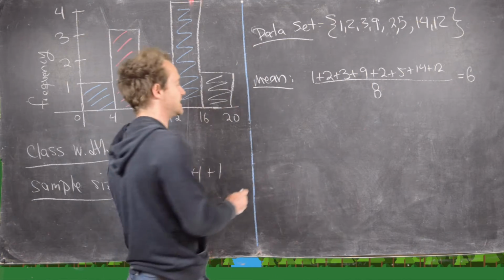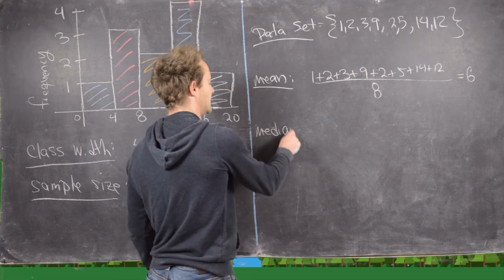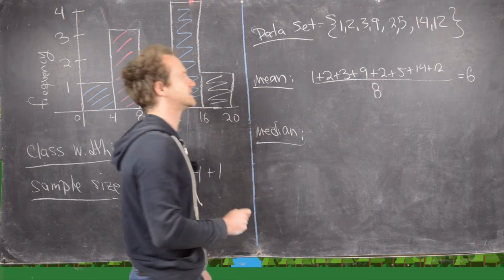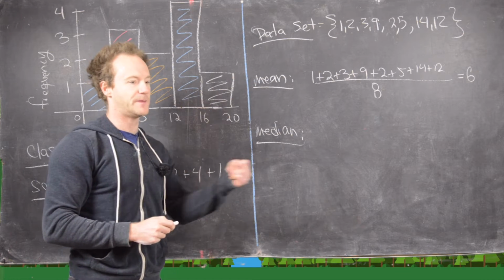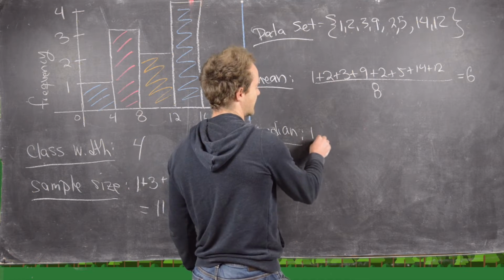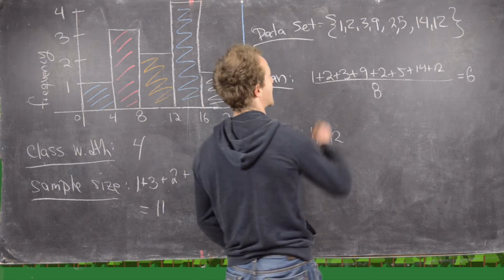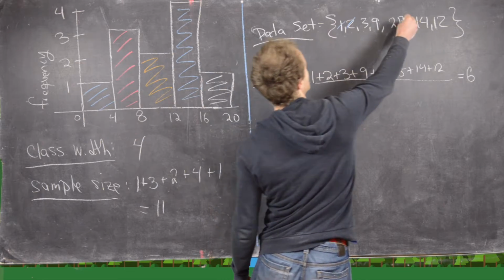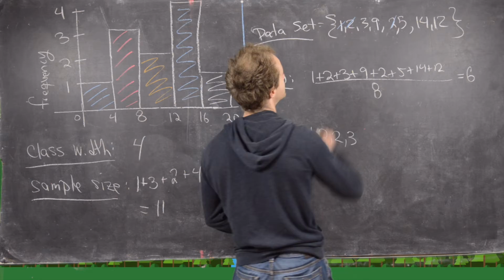And now let's calculate the median. So the median is what you get if you put all of the data points in order, and then after putting in order, you pick out the middle one. So let's go ahead and do that. So we have 1, 2, another 2. So I'm going to cross these out while I do them. So 1, 2, 2, and then the next number will be a 3.